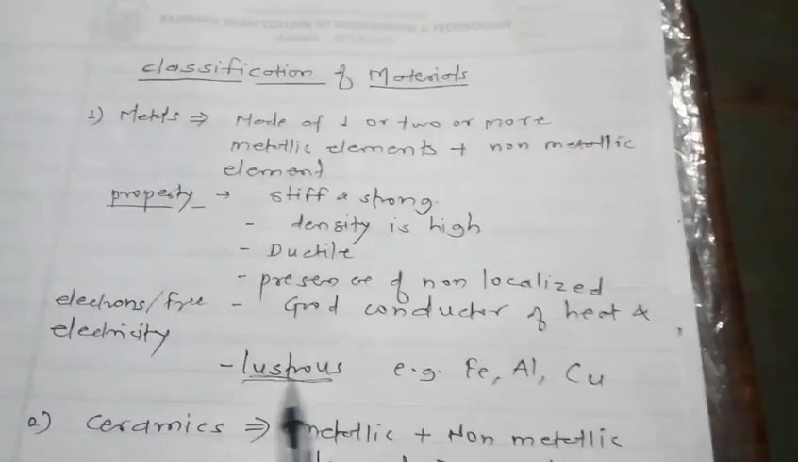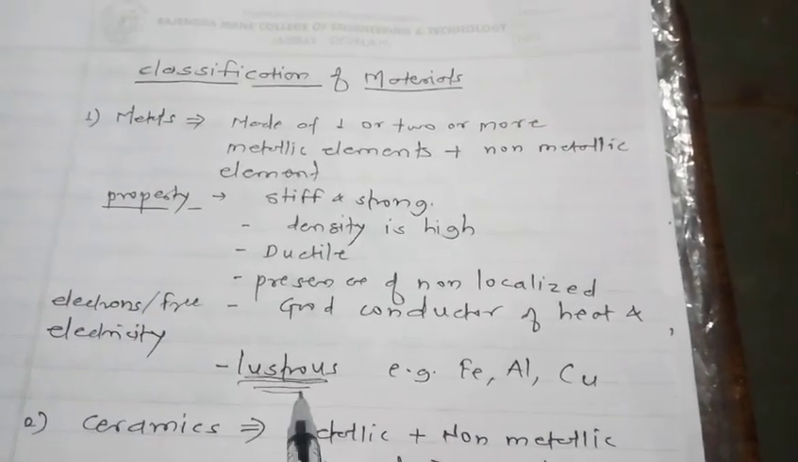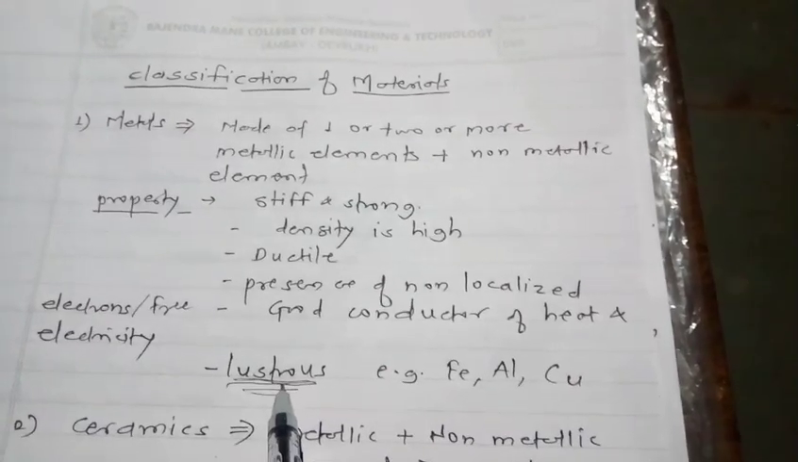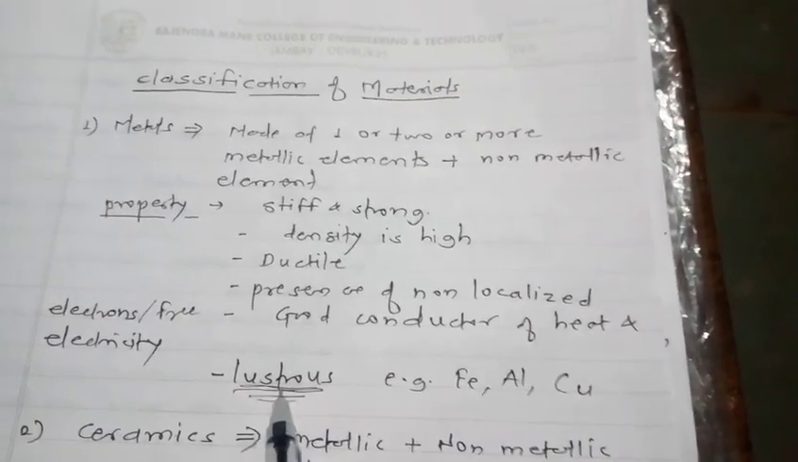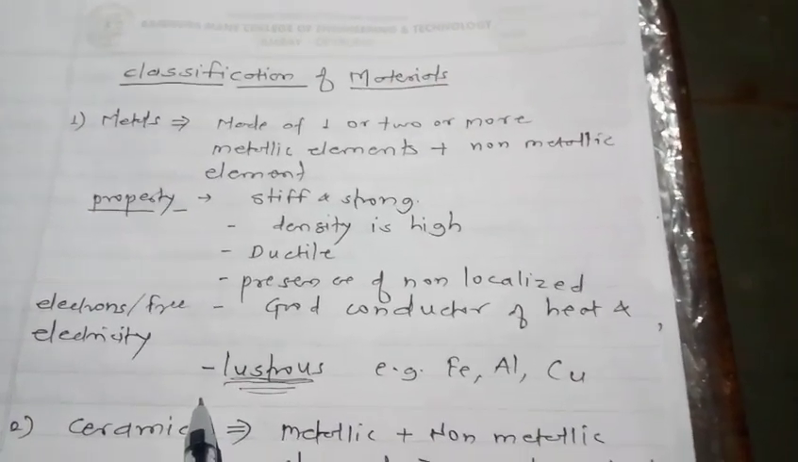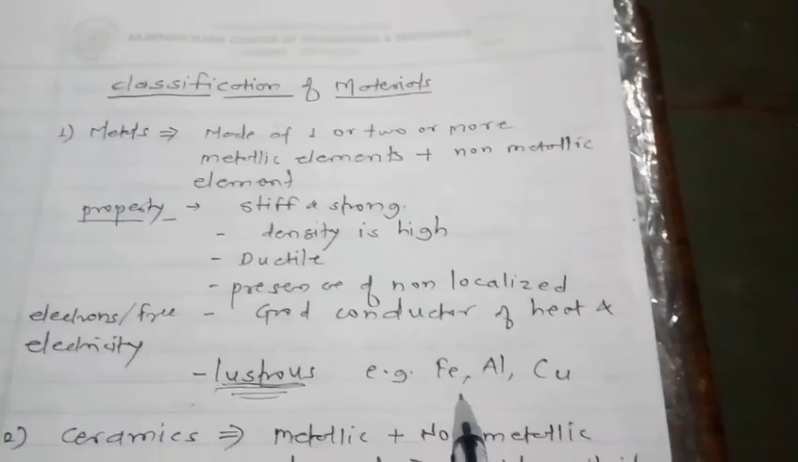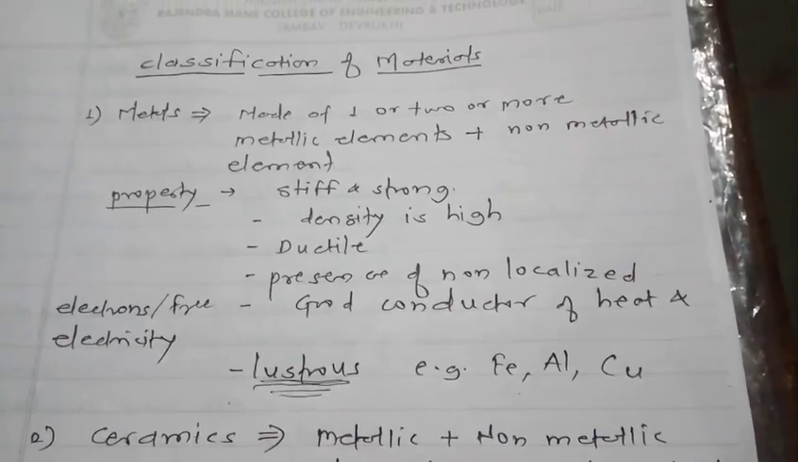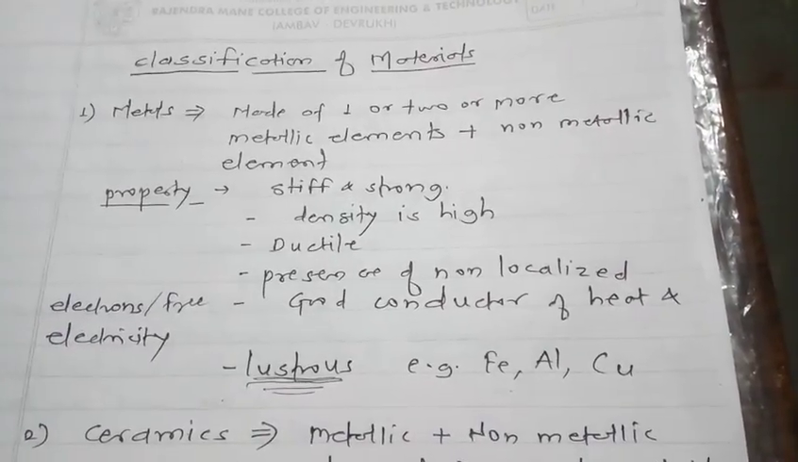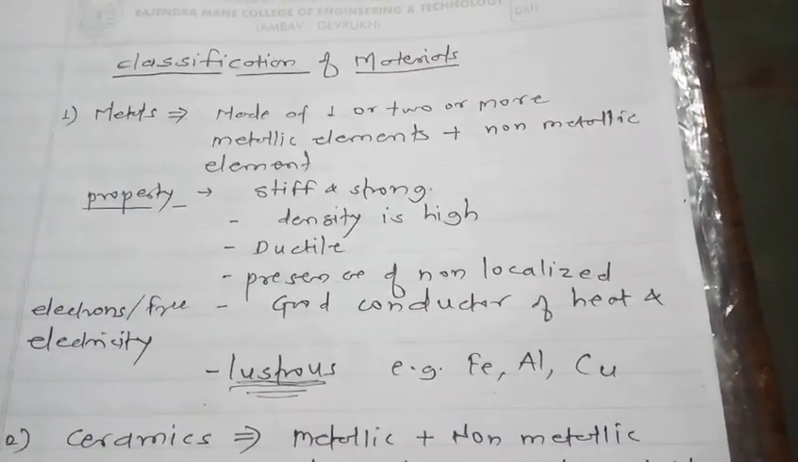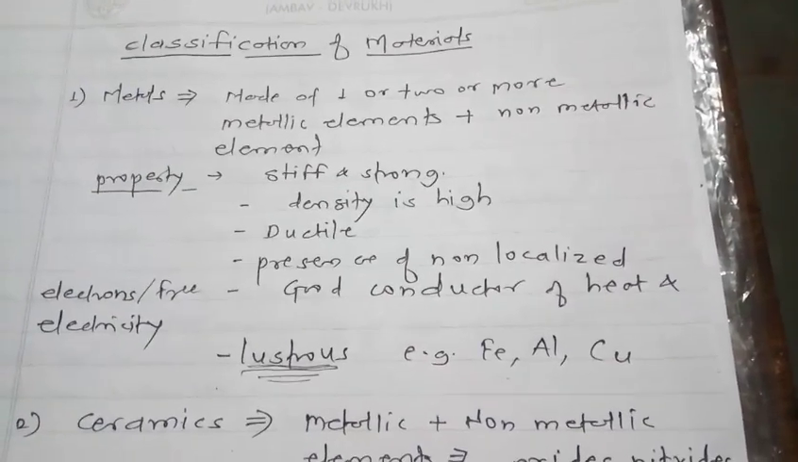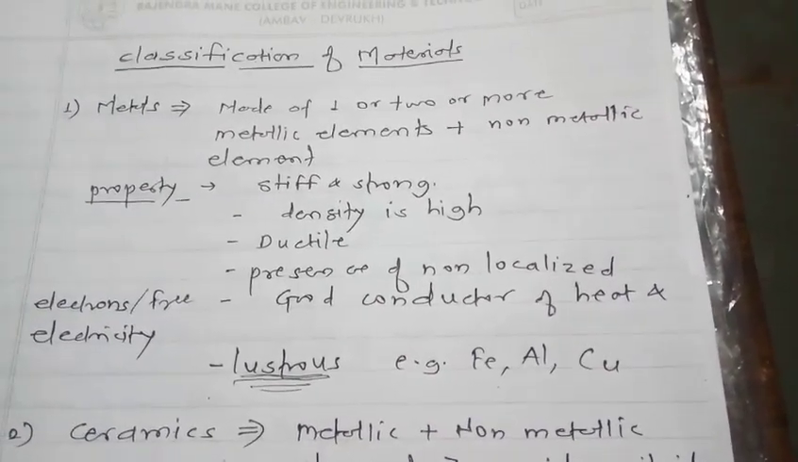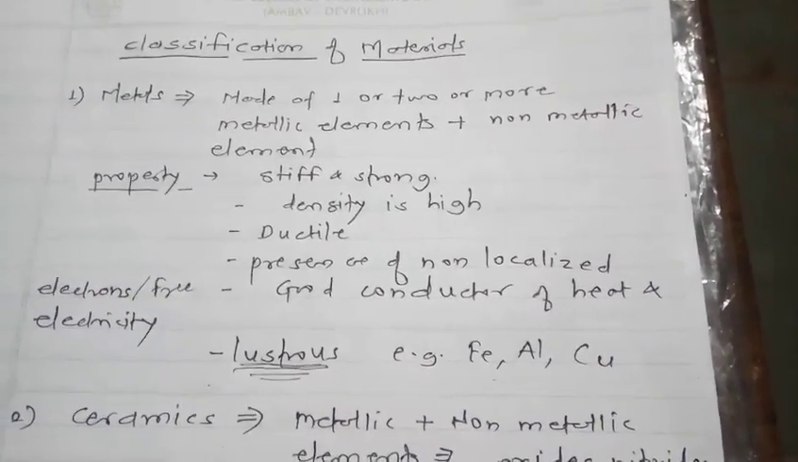The difference between metal and non-metal is that lustre is a major property of metals, but it is not a property of non-metals. Examples are ferrous metals, aluminum, and copper. I will share the graph of these 4 types of material that will distinguish between metal, ceramic, polymer, and composite. I will share it in your group.